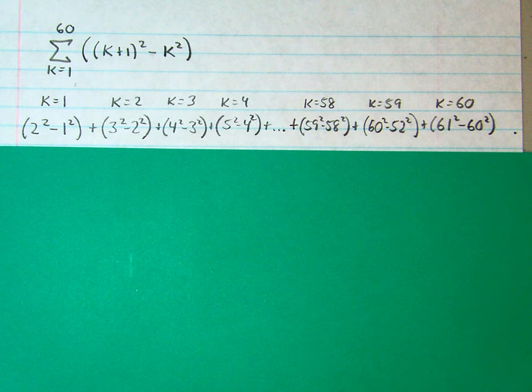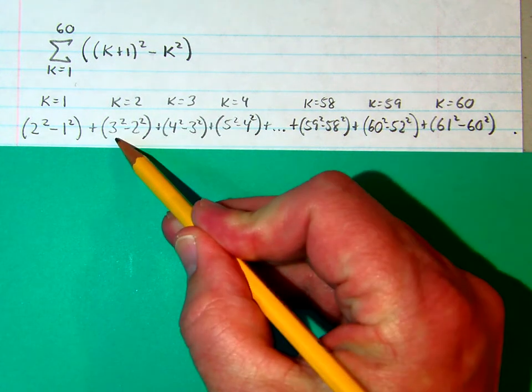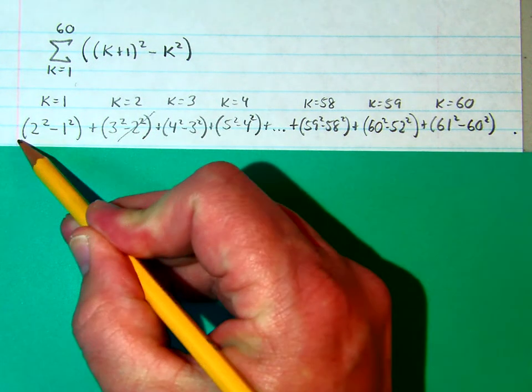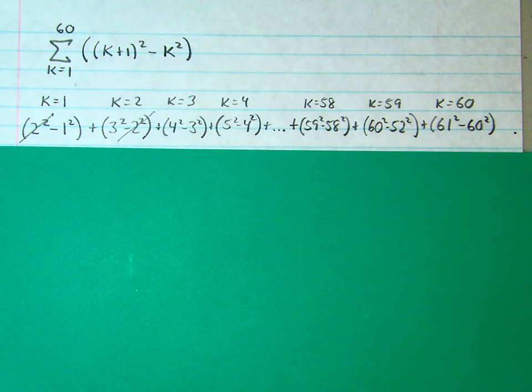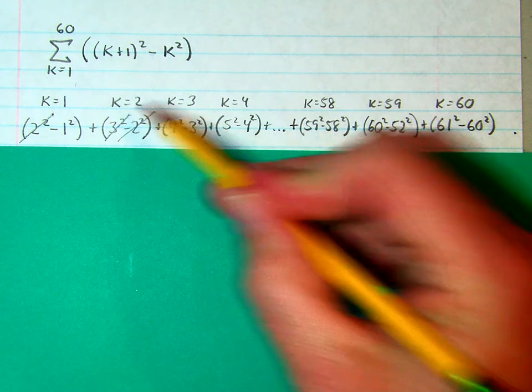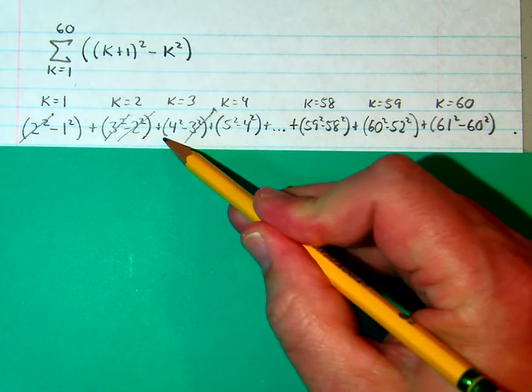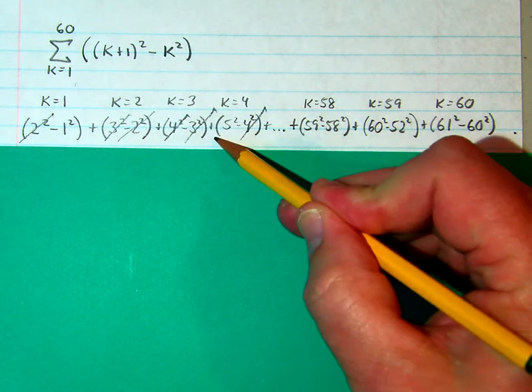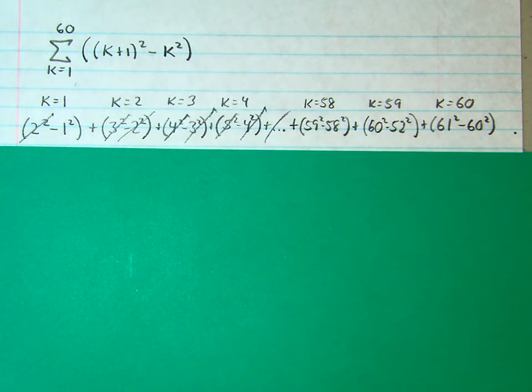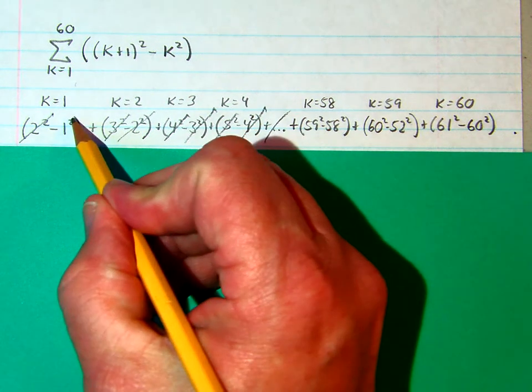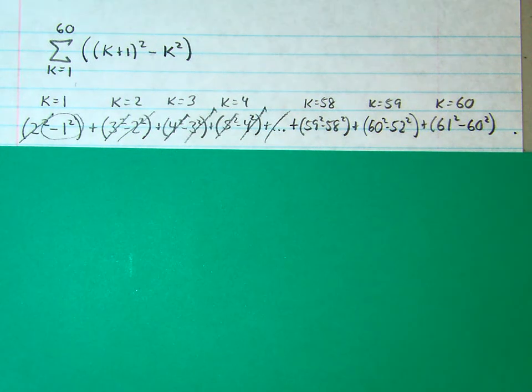After you do those substitutions, you realize you have a negative 2 squared from here that will cancel with a positive 2 squared from there. Then that will cancel with that. That will cancel with that. That will cancel with the next one that's not written. So we know that at the front of the pattern, we're going to be left with that minus 1 squared. That's not going to cancel with anything.